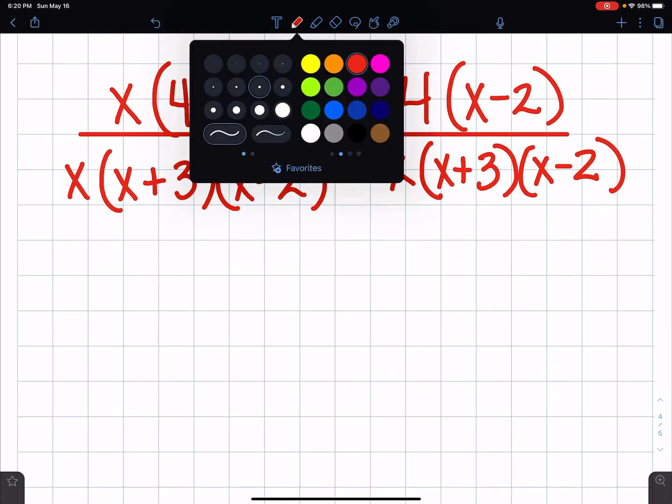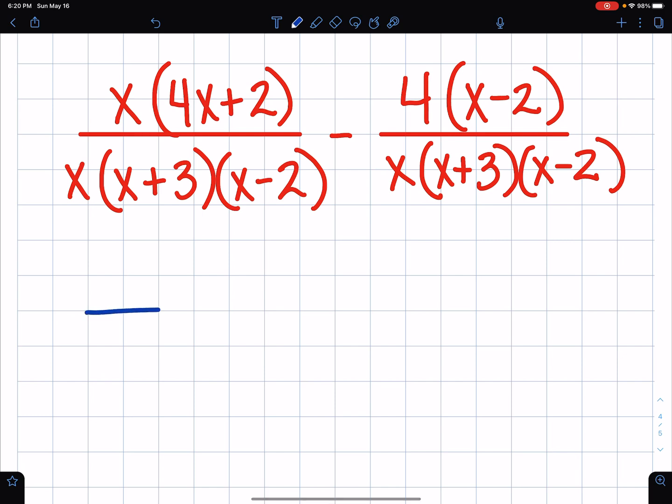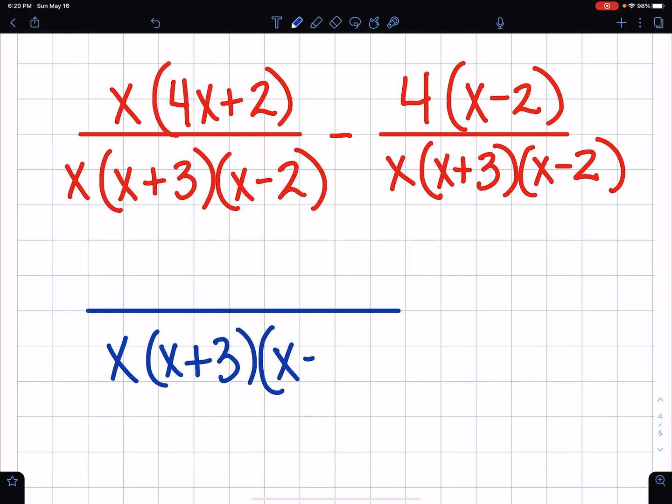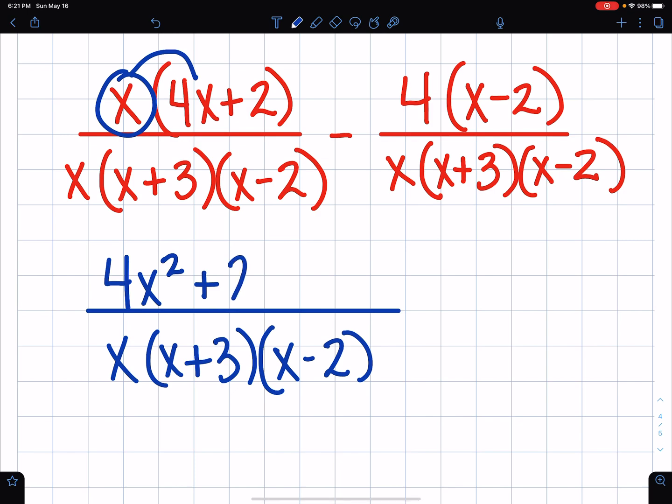All right, now we can finally subtract, which is what the whole problem was about in the first place. So let's finally subtract. I'm going to get a new fraction here. My denominator is going to stay the same because you subtract fractions that way. And now the numerator is going to be, let's multiply this out as we go. This times this is 4x squared plus 2x, because I did this times this x.